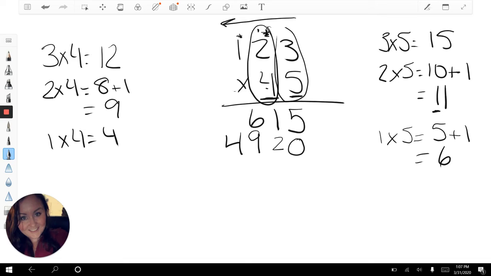Okay, so that's it for the multiplication portion. So now we move into addition. 5 plus 0 is 5. 1 plus 2 is 3. 9 and 6 is 15. And 4 plus 1, because we've carried the 1 over, is 5.